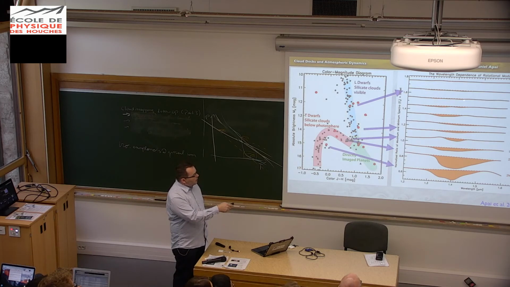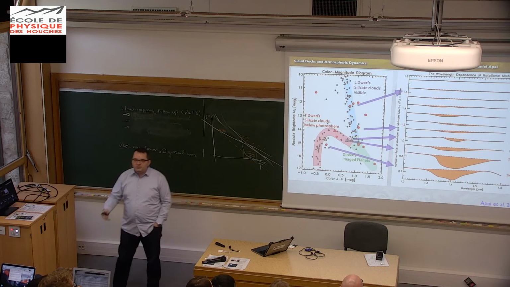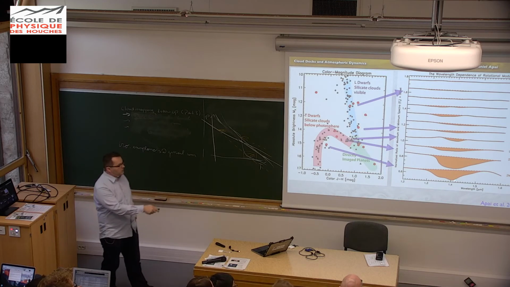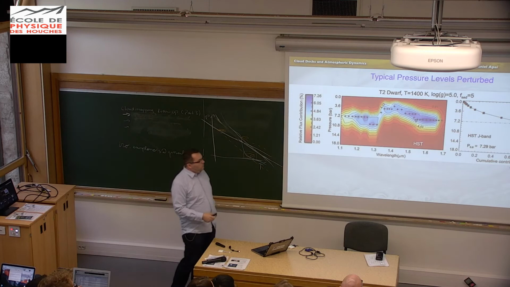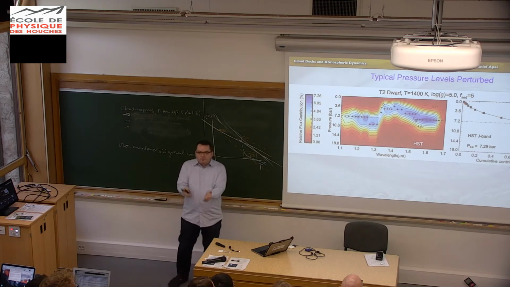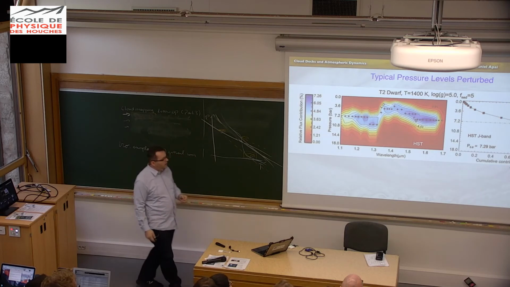So what you see here, just by eye, is that the reduction in the water amplitude is increasing towards decreasing temperatures and spectral types. So this is nice. This basically provides us, as I showed you, a kind of proxy for the pressure at which the clouds are located.